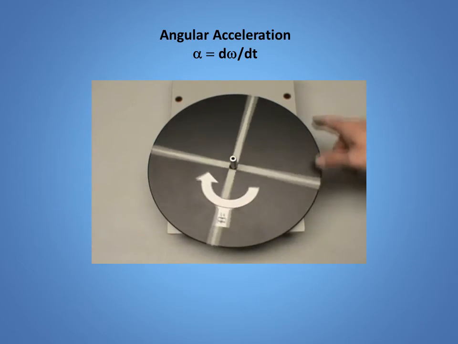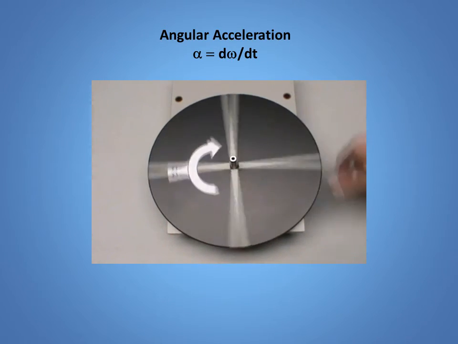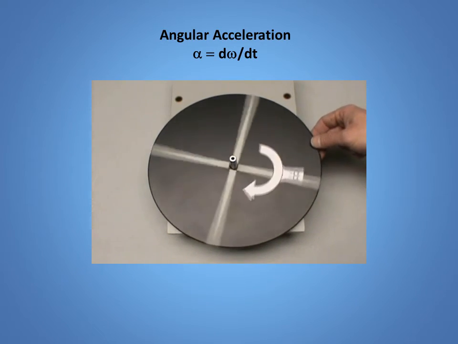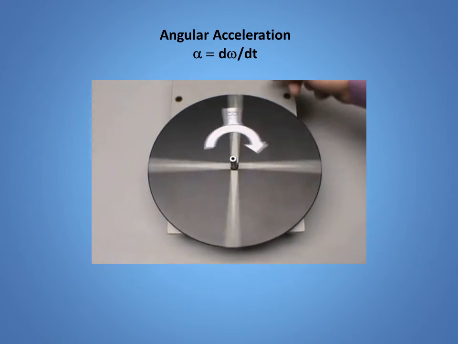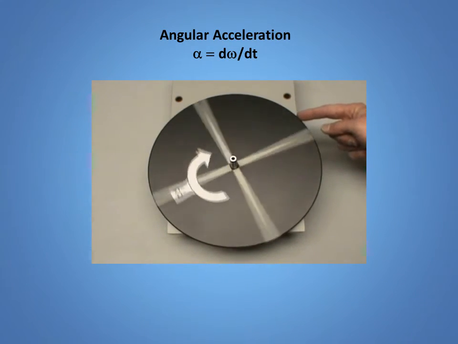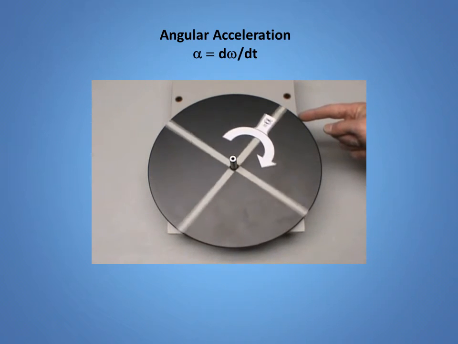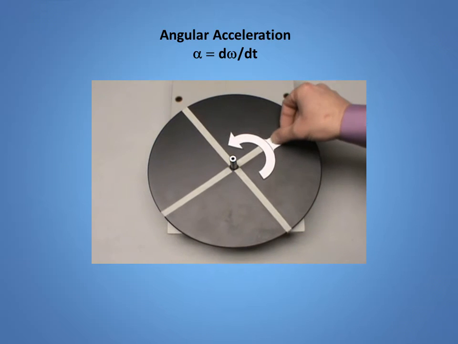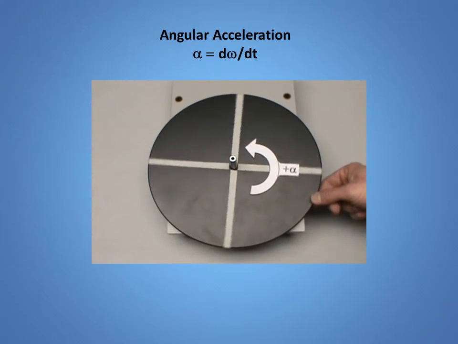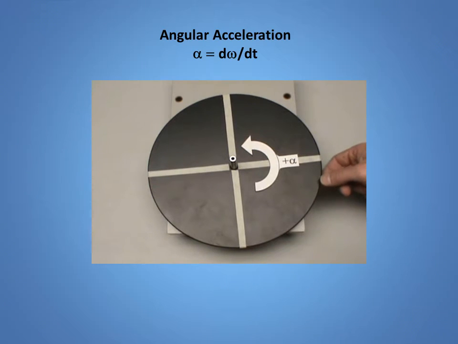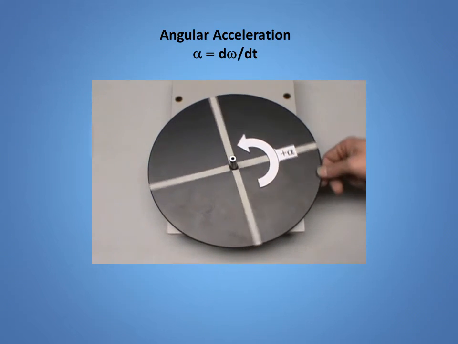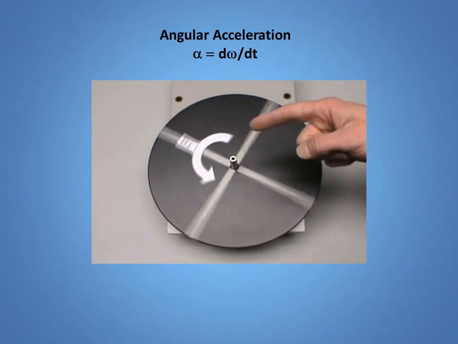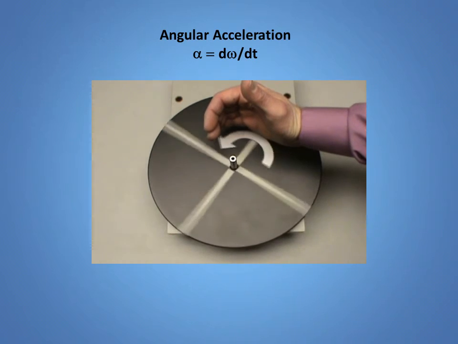A negative angular acceleration is an increase in angular velocity in the negative direction. It is also a decrease in speed in the positive direction, as shown here. Just as with angular velocity, the direction of angular acceleration is a vector along the rotation axis, and it's also determined by the right-hand rule.